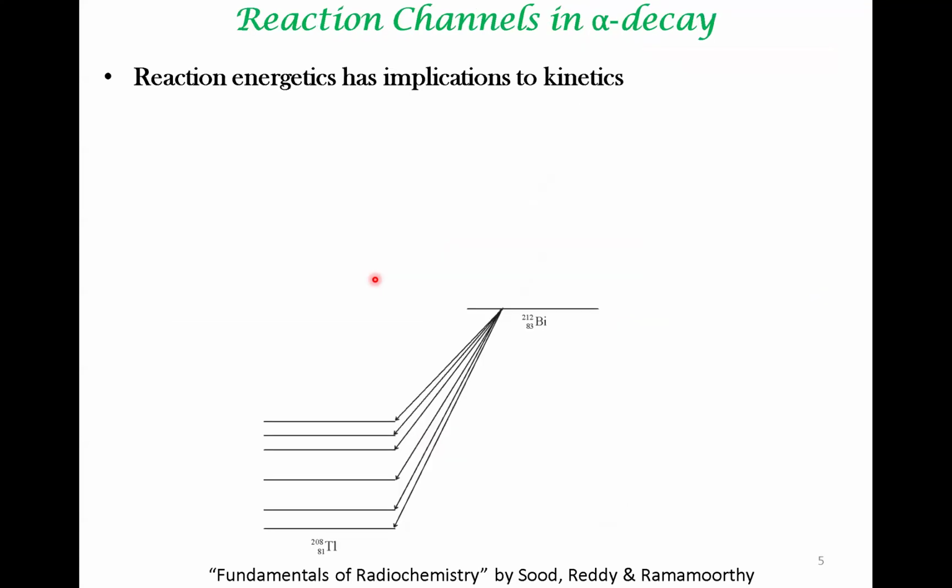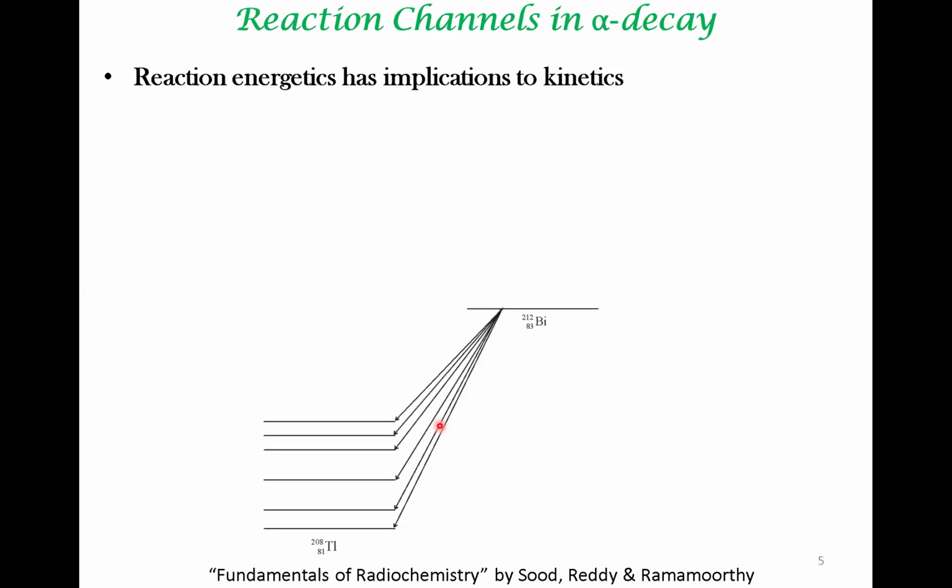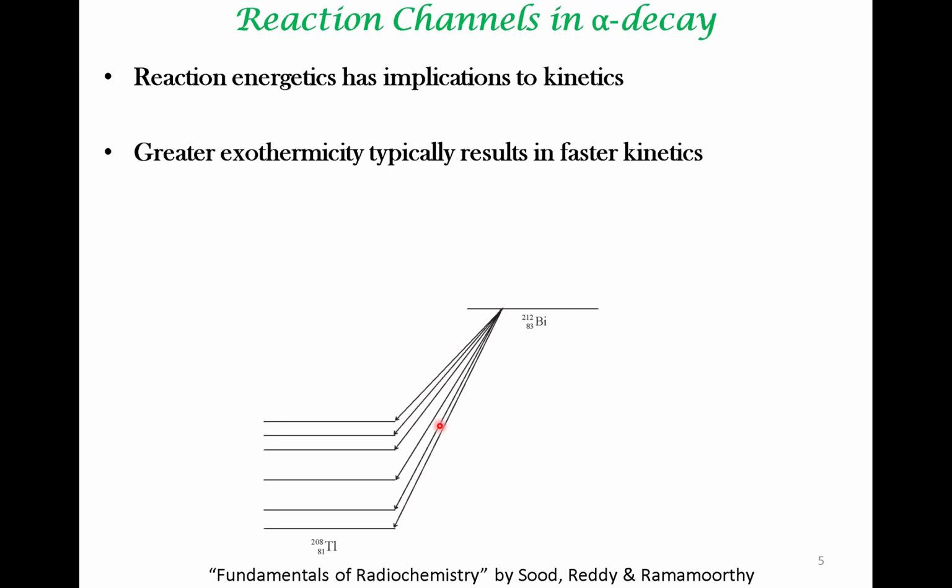Another feature is also important. Reaction energetics has implications for kinetics, right? We saw that the reaction energetics is different if the product is this, and so on. Because of the difference in energetics, there is a difference in kinetics also. Typically, if there is greater exothermicity, the reaction is faster. That is, this reactant decaying to this product will have the highest exothermicity. Decaying to this product will have the lowest exothermicity.